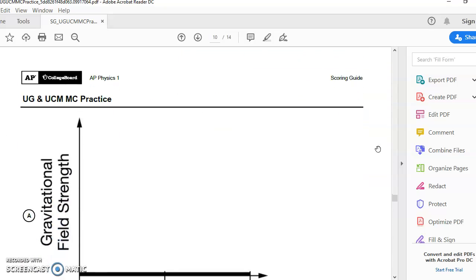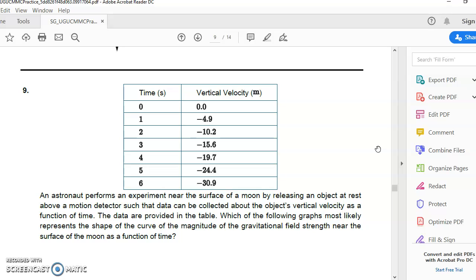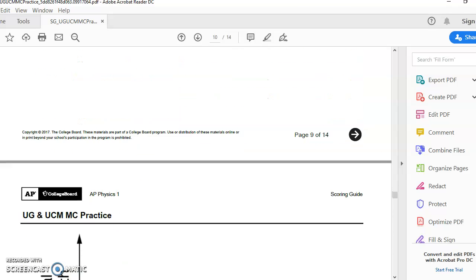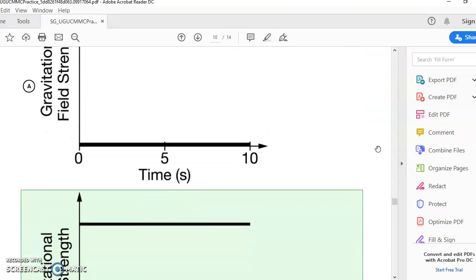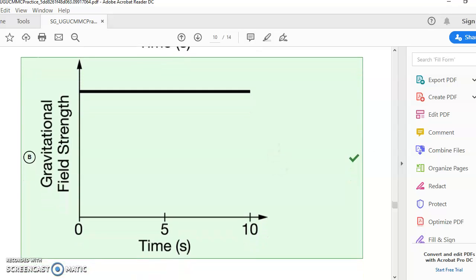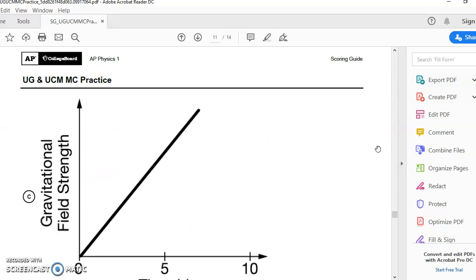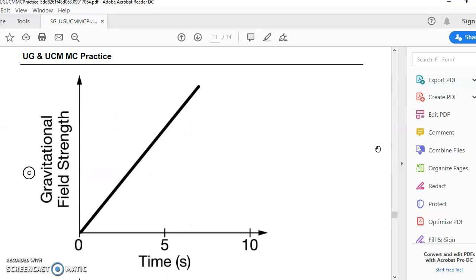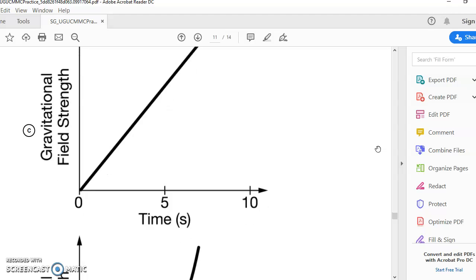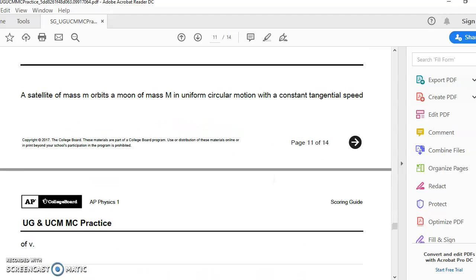So you're looking at a gravitational field strength. And let's look at the velocity. We go 5, 10, 15, 20, 25, 30, basically. So that's about 5. So it's definitely not A. B would work if that was at a y-intercept of 5. C's not right because that means it's getting stronger and stronger over time, and it doesn't look like it is. It's not getting faster and faster, so that's why B has to be right.